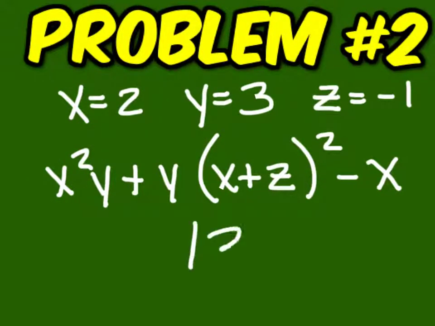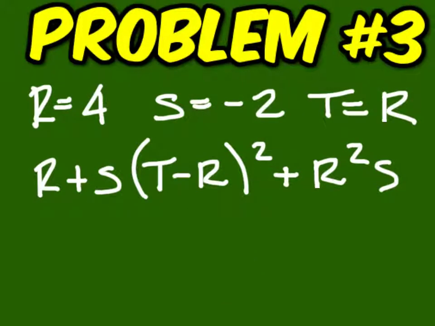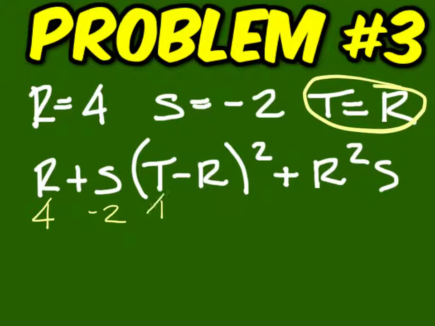Everybody had this one. The answer is 13. Last one. R is 4 and S is negative 2. T equals R, so T is 4.